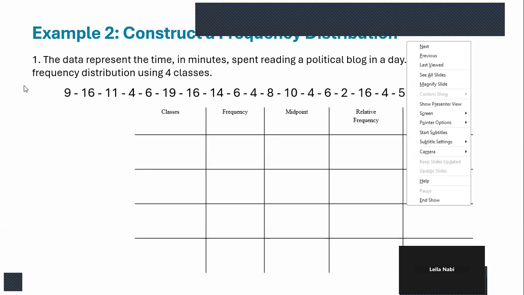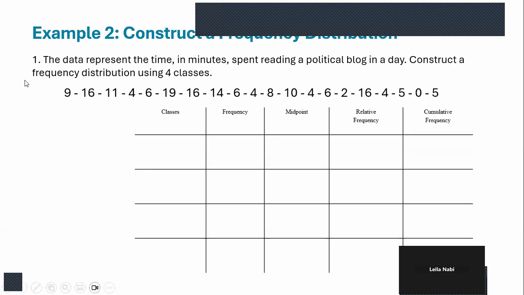So first of all, it says these data represent the time in minutes spent reading a political blog in a day. Construct a frequency distribution using 4 classes. I said we need to know the number of classes as the first step. We want only 4 classes. To find the classes, we need to find the class width.